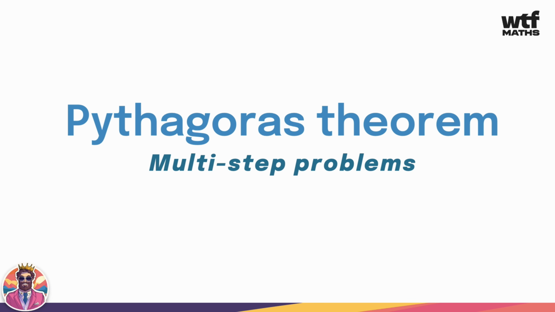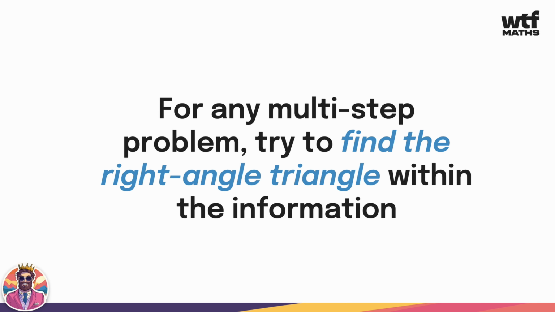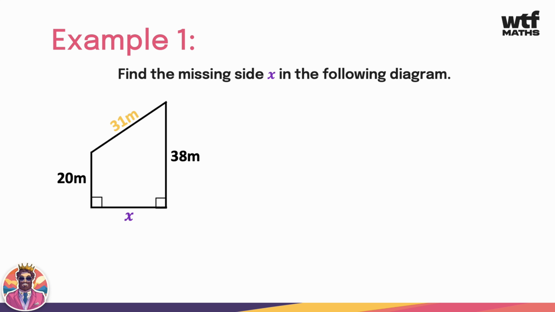Hello, today we're doing some Pythagoras theorem again, but this time we're doing some multi-step problems. Sometimes the problems we encounter will require multiple steps to solve. For any multi-step problem, we want to try to find the right angle triangle within the information. Okay, so for example, find the missing side x in the following diagram.